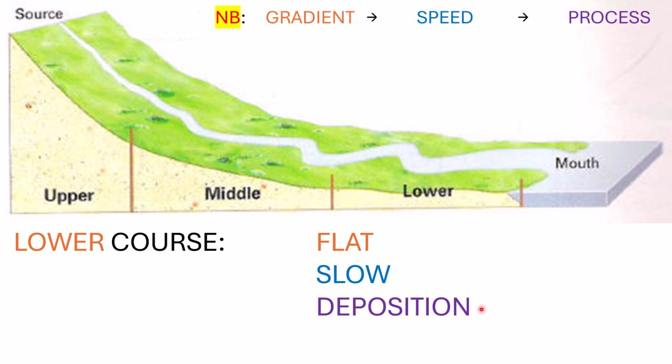So to summarize, in the upper course, the gradient is steep, in the middle gradual, and in the lower it is flat. The river is fast flowing in the upper course, it slows down in the middle course and is at its slowest in the lower course. In the upper course, the main fluvial process is erosion, transportation in the middle course, and deposition is the dominant fluvial process in the lower course of the river.